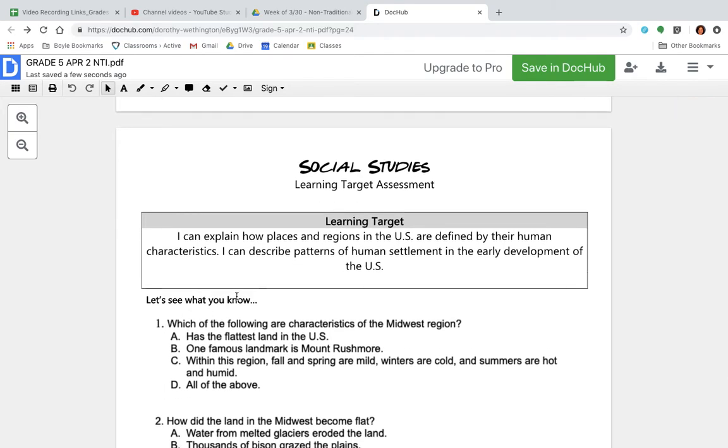Let's see what you know. Question 1. Which of the following are characteristics of the Midwest region? A. Has the flattest land in the U.S. B. One famous landmark is Mount Rushmore. C. Within this region, fall and spring are mild, winters are cold, and summers are hot and humid. Or D. All of the above.